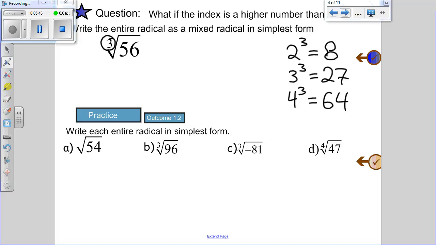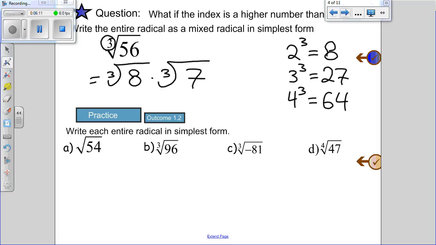So if you look at the inside, can 64 go into 56? Obviously not. Can 27 go into 56? No. 8 can go into 56. Jason did it, 7 times 8. So we make it the cube root of 8 times the cube root of 7.